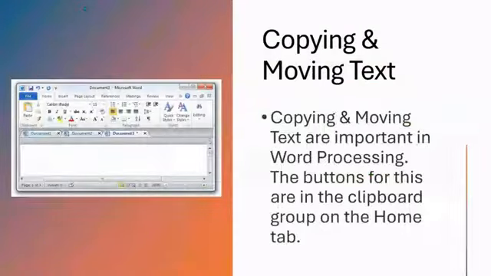Copying and moving text. You see, copying and moving text are important in word processing. The buttons for these are in the clipboard group on the Home tab. Remember, the tabs are found on the ribbon. The ribbon contains various tabs: the Home tab, the Insert tab, the Page Layout, the References, the Mailing, the Review, and so forth. Each of them has their respective group. When you click on Home, you will see something different from when you click on Page Layout. And you can always explore that on your computers.